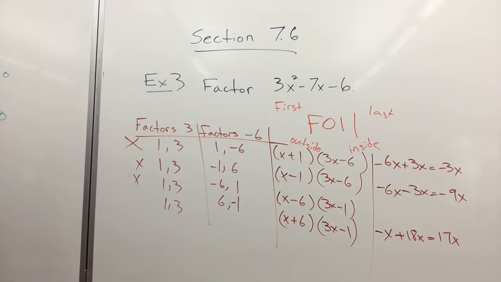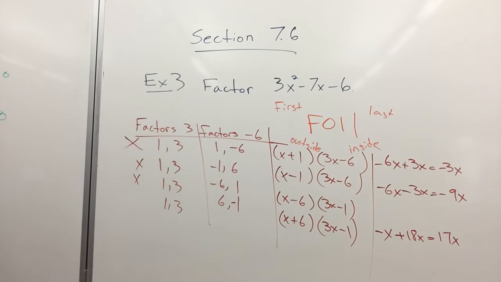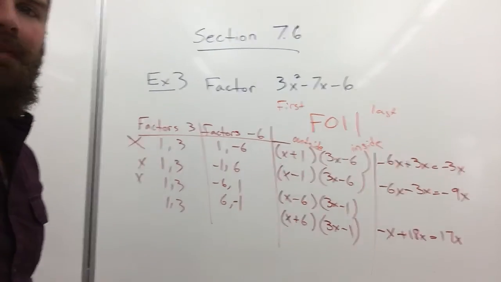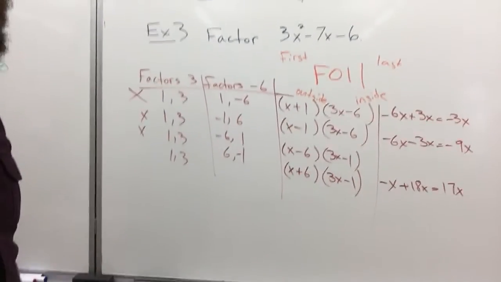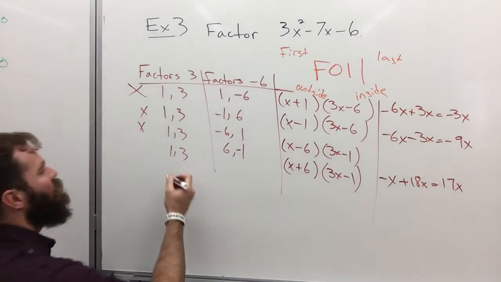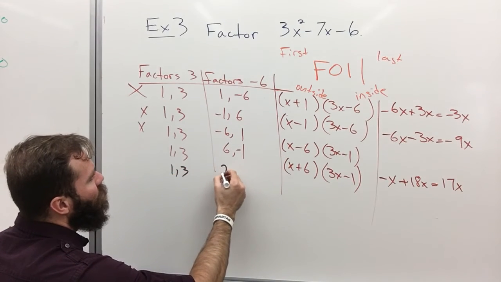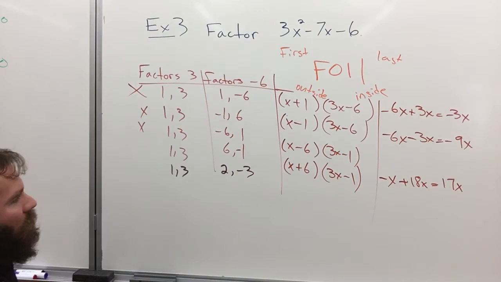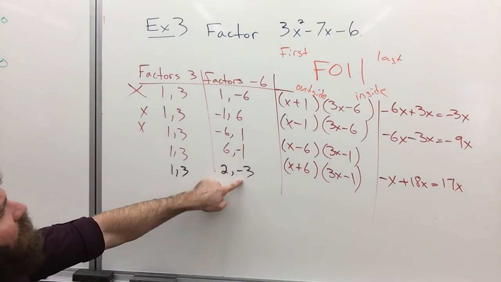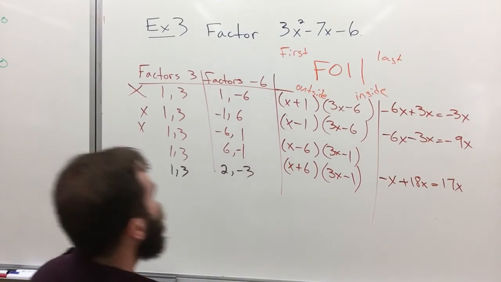Oh my goodness gracious. Well, that's a lot of trial and error, but we totally skipped factors of 6 that also include 2 and 3. So factors of 3 is still 1, 3. But we could do 2, negative 3, because 2 times negative 3 is negative 6. Let's try that one and see if it works.